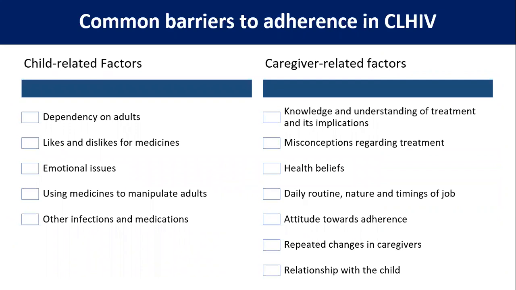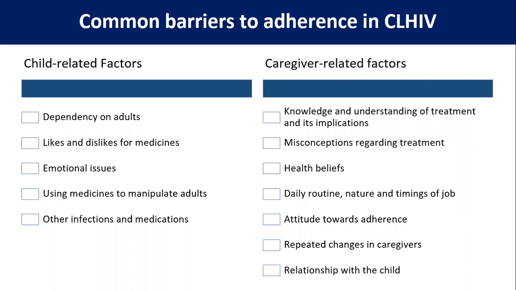So there can be child factors or caregiver factors, which form the common barriers for adherence in CLHIV. So you have to identify them. Since the children are small, they always depend on the adults for giving the medication. Children always have likes and dislikes over the medications. We know that some of the syrups are very bitter, and it is very difficult to give this bitter medication. So they can add sugar to that medication and give it to the child.